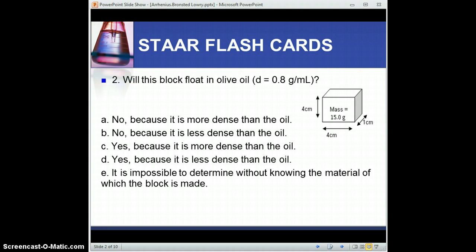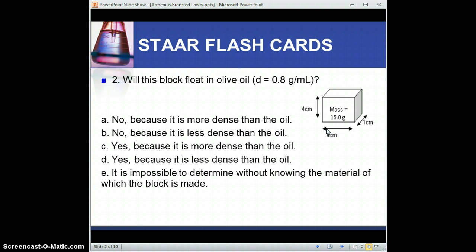Okay, question 2. It's a density problem. It's a fairly simple one. They're asking if the block will float in olive oil, and then they provide you with the density of the olive oil. So if you look at your diagram here, you can see that they give you the dimensions of the box. So the first thing you should find is the volume of the box.